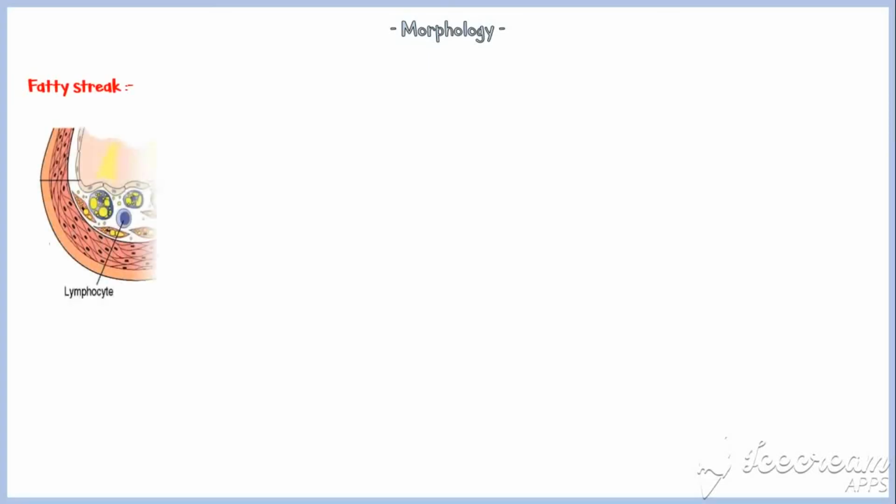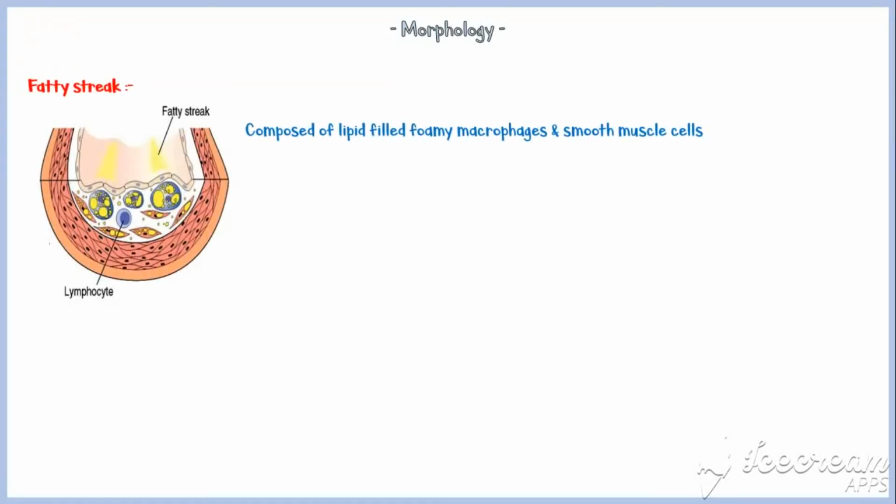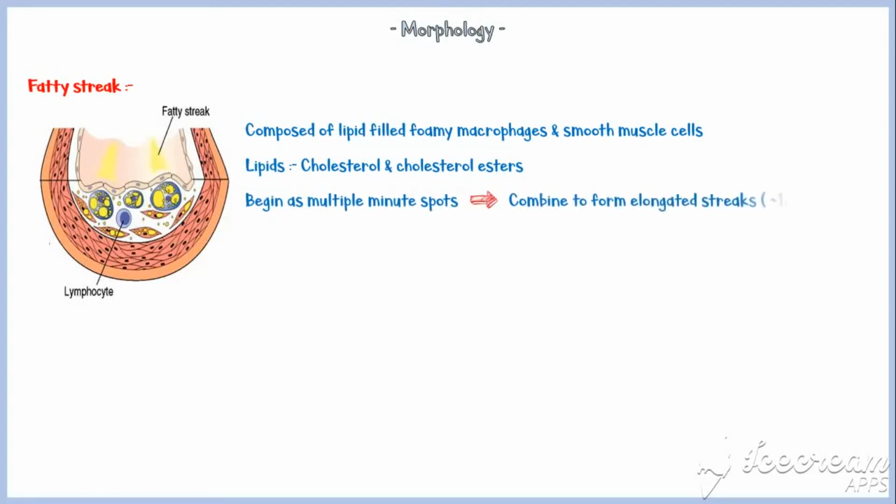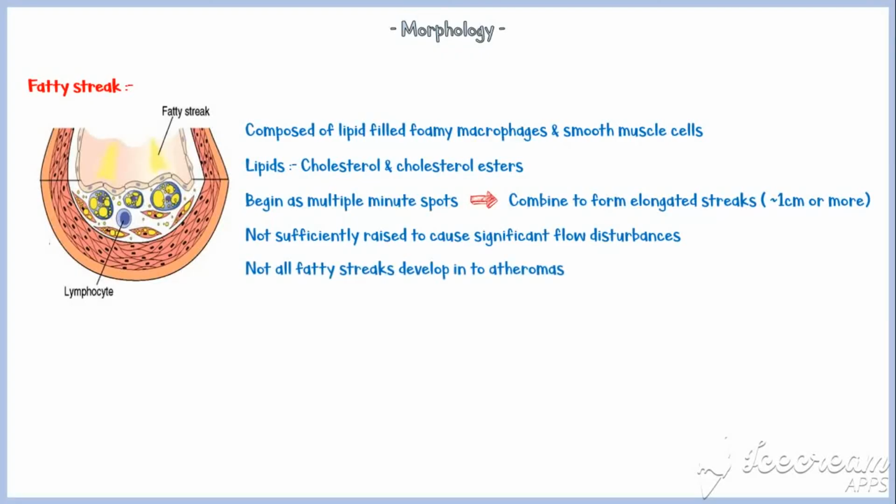Fatty streaks are composed of lipid-filled foamy macrophages and smooth muscle cells. The majority of these lipids are cholesterol and cholesterol esters. Usually they begin as multiple minute spots and combine together to form elongated streaks. As mentioned before, fatty streaks are not sufficiently raised to cause significant flow disturbances. And it is important to note that not all fatty streaks develop into mature atheromas.